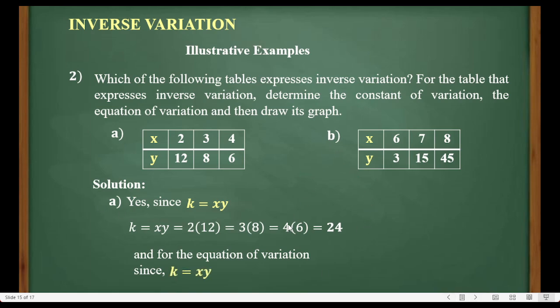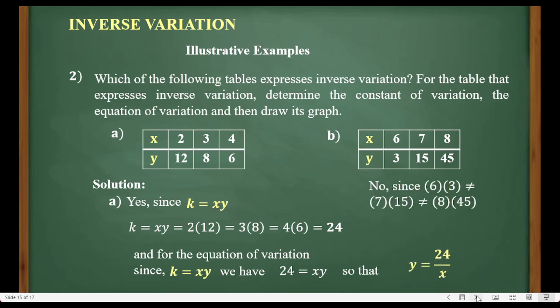Now, before we go to B, since this table is an inverse variation, we are also asked, not just to find the value of k, but also the equation of variation. So we know that k is equal to xy, therefore 24 is equal to xy. And this is actually the equation of variation. Y equals 24 over x.